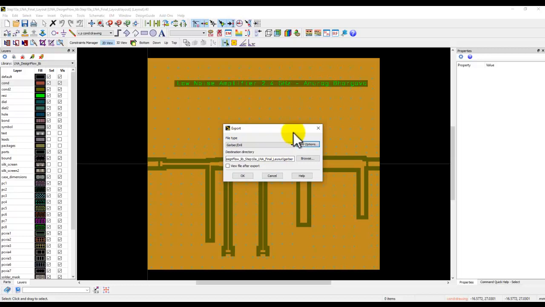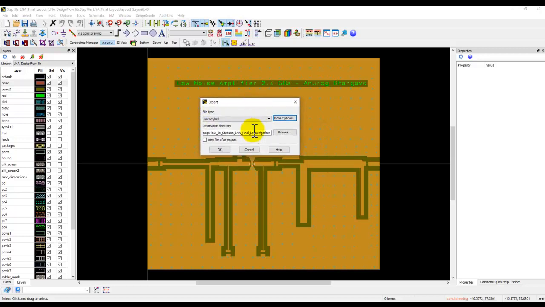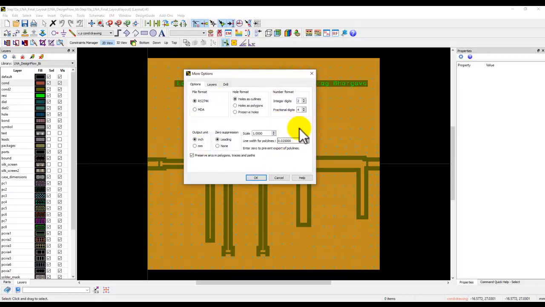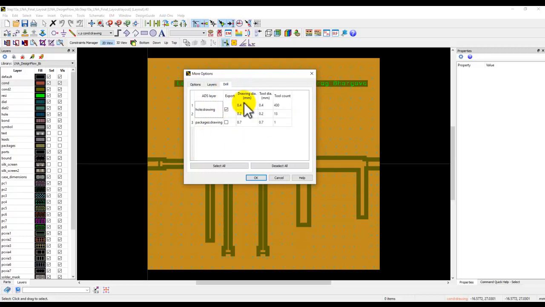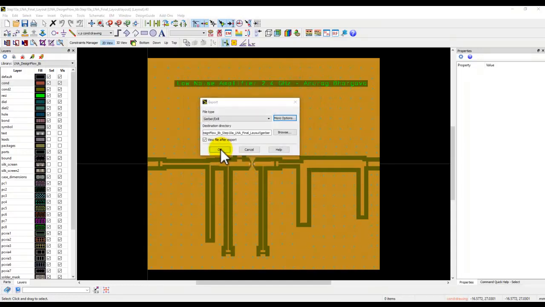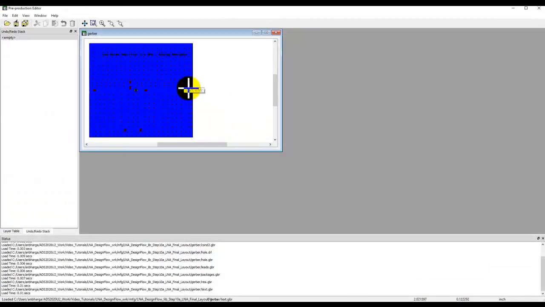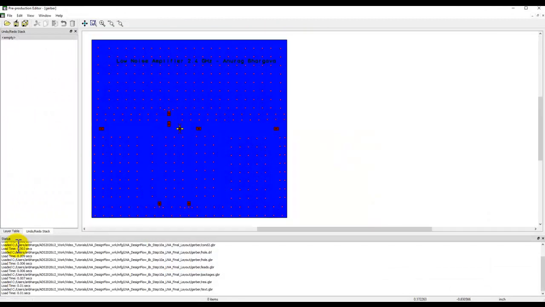And again, I have a separate tutorial on how to generate Gerber files, so I'm not going to go into greater detail, but I would like to view the file after export. I can go into more options. I can select what options I want, select all the layers which I would like to export in a Gerber file, select the drill information, and here I only want to export the drill on hole layer, which are my actual layers. Click OK and click OK, and now you have the Gerber file.